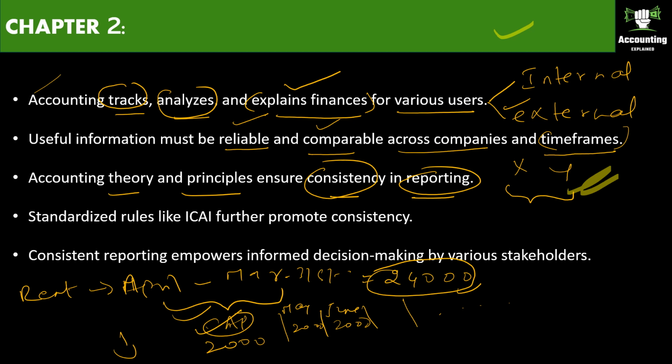Okay. Standardized rules like ICAI further promote consistency. This consistency has been ensured by ICAI, that is the Institute of Chartered Accountants of India, so that all the companies maintain financial statements in a particular manner so that it will be easier for us to compare those companies. Okay, when we see the financial statement itself. Consistent reporting empowers informed decision making by various stakeholders.